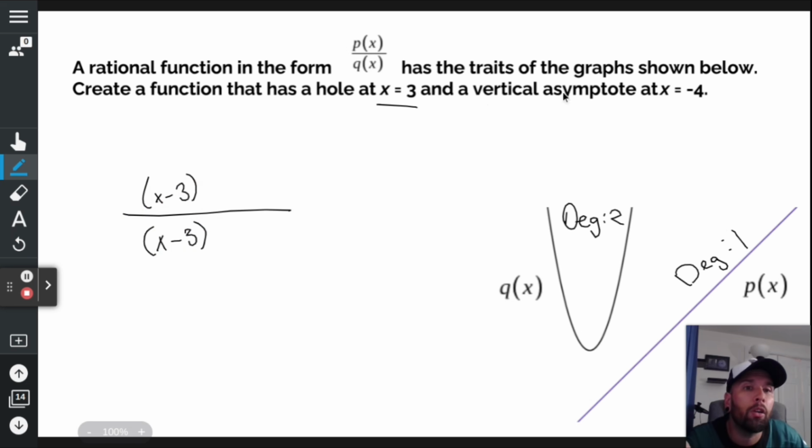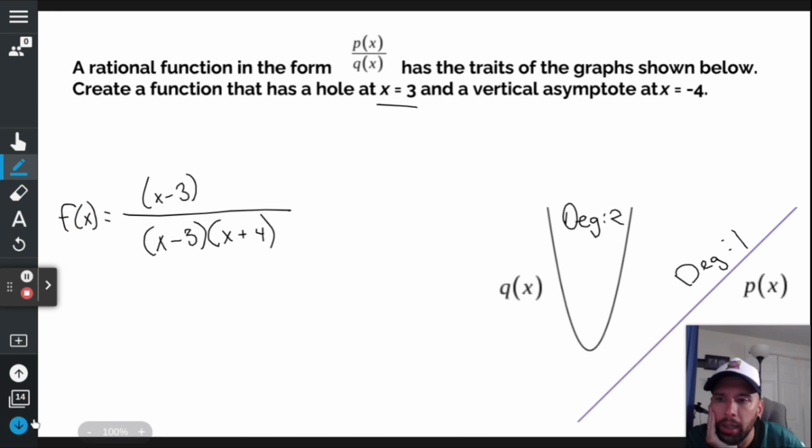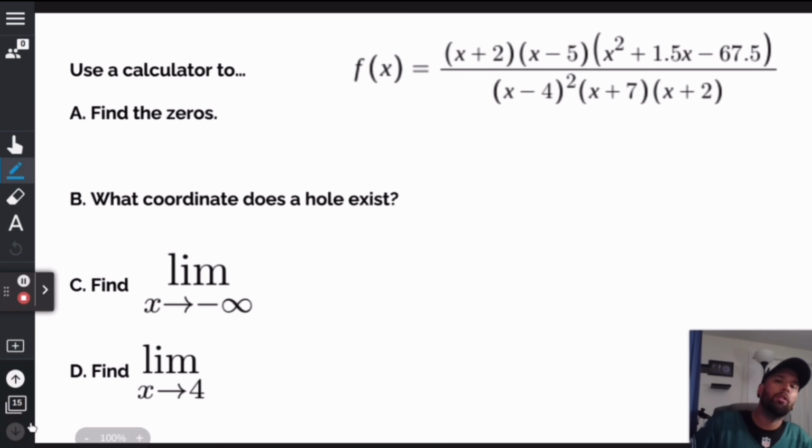And if it has a vertical asymptote at x equals -4, then down here I have x positive 4. The quadratic is degree 2. There's 2 x's. And the linear is degree 1. There's 1 x. And I'll just throw an f of x in front of it, and that should do it. Not bad. I like it. I can appreciate that problem.